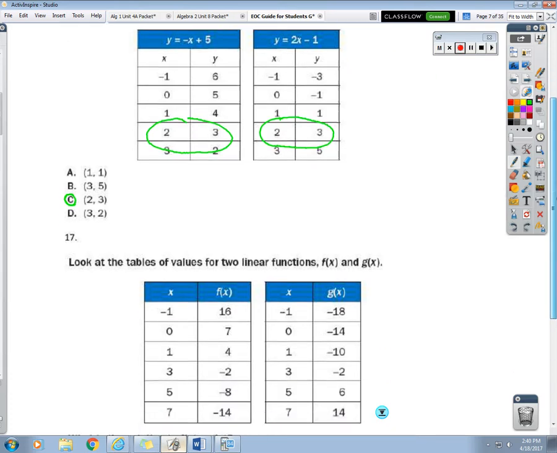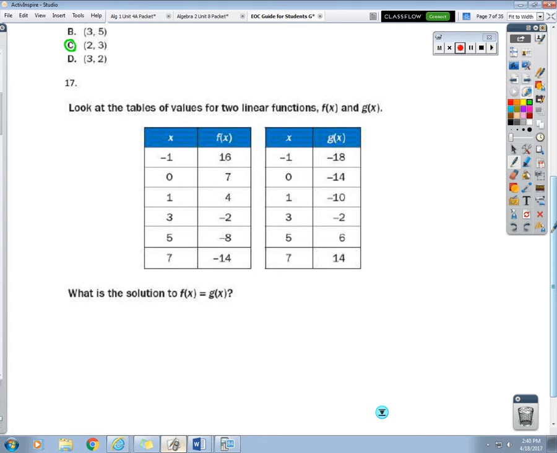All right, number 17. Shh, focus. Look at the table of values for the two linear functions f of x and g of x. What is the solution to f of x equals g of x? So basically it's asking where are they going to intersect if graphed.